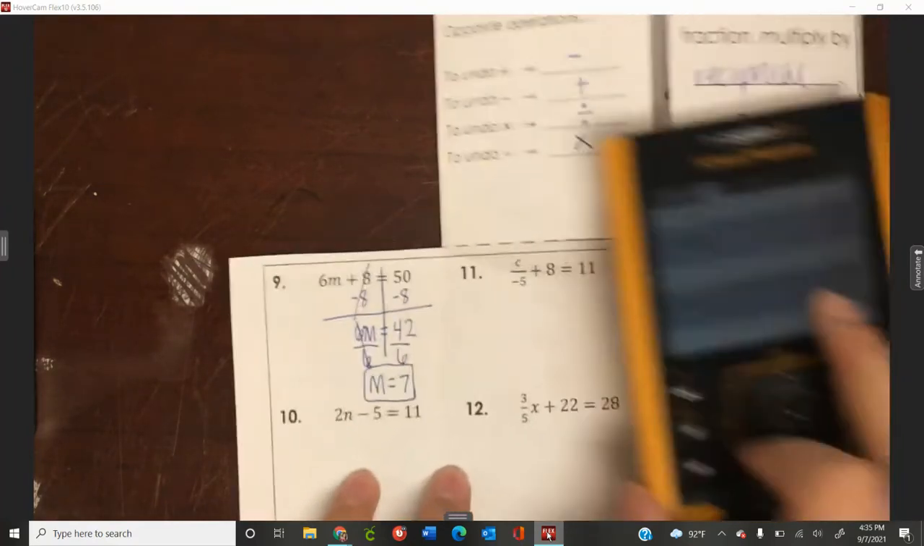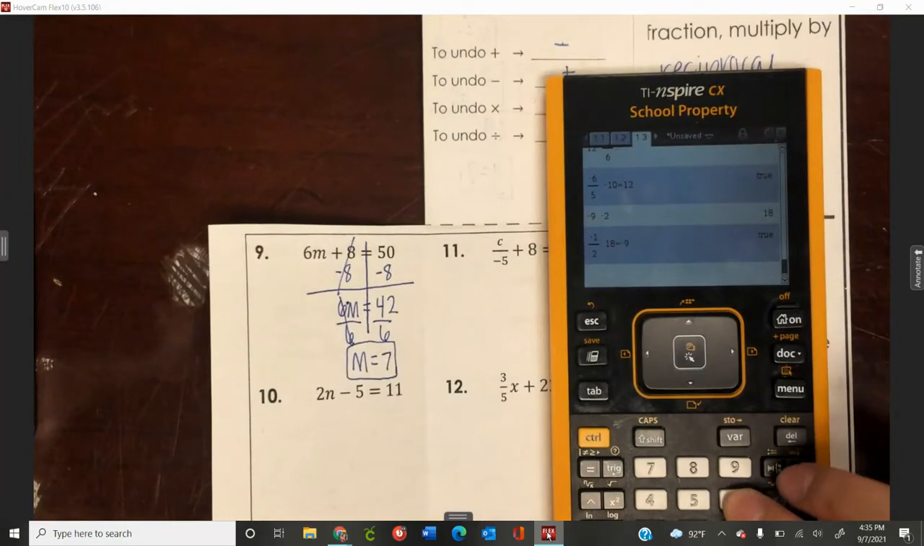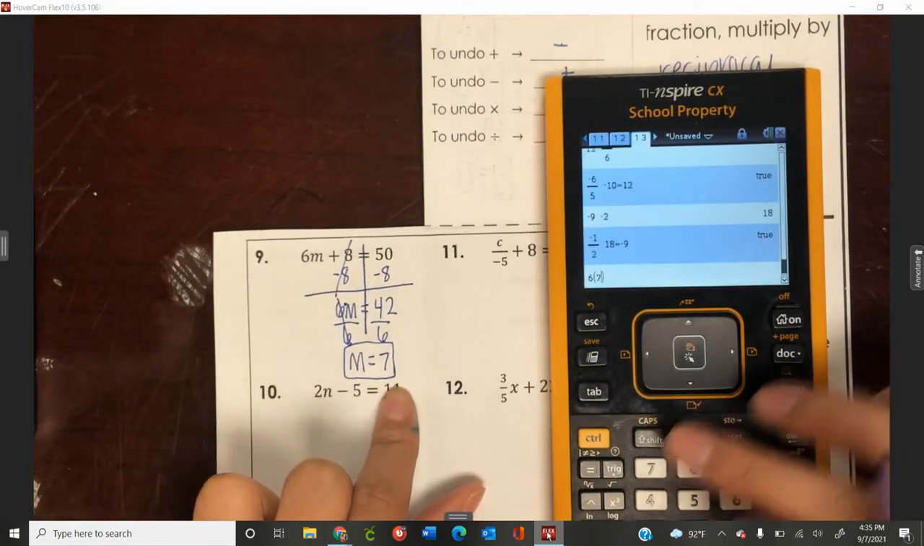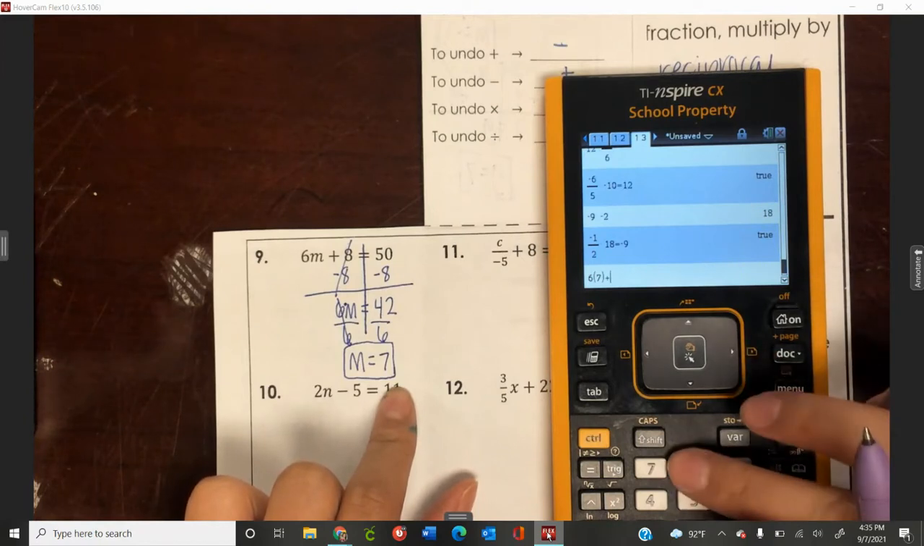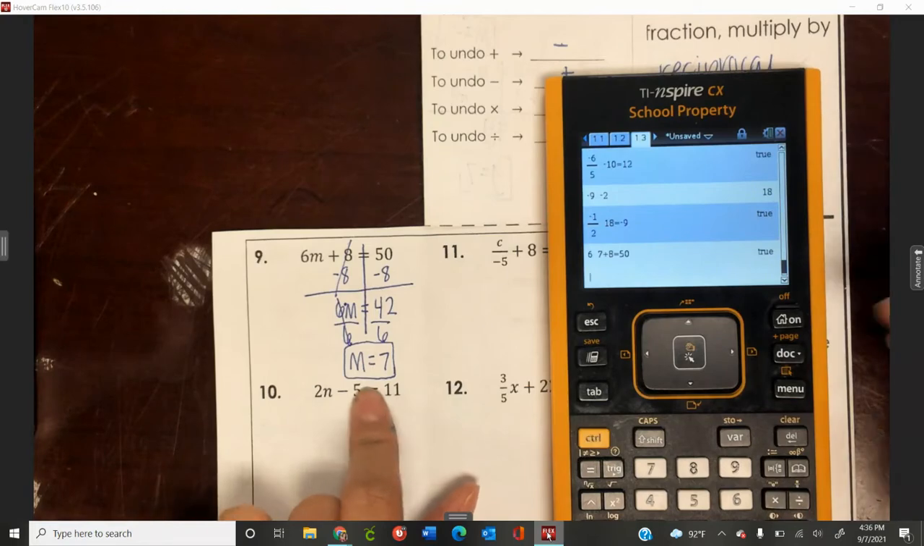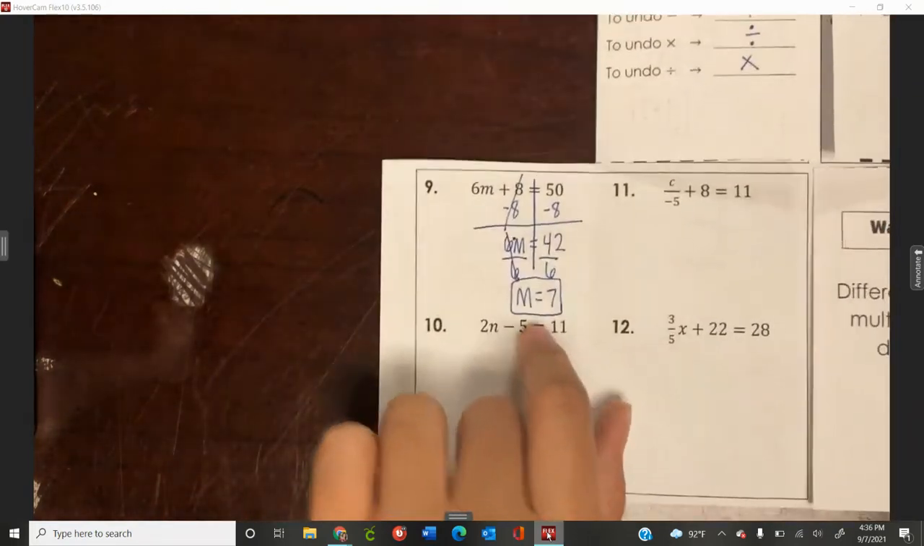Now, if we wanted to check this in your calculator, to check your work, you would put 6, and everywhere you see an m, you'd put a 7. So 6 times 7 plus 8 should equal 50. Here this returns true, so m equals 7 is my answer.